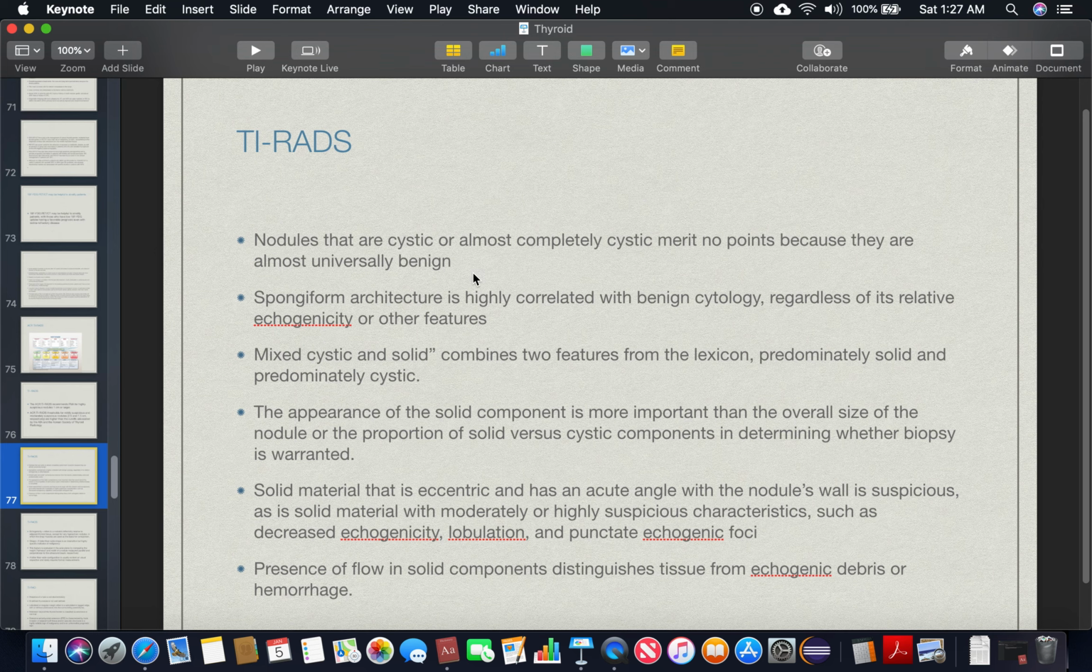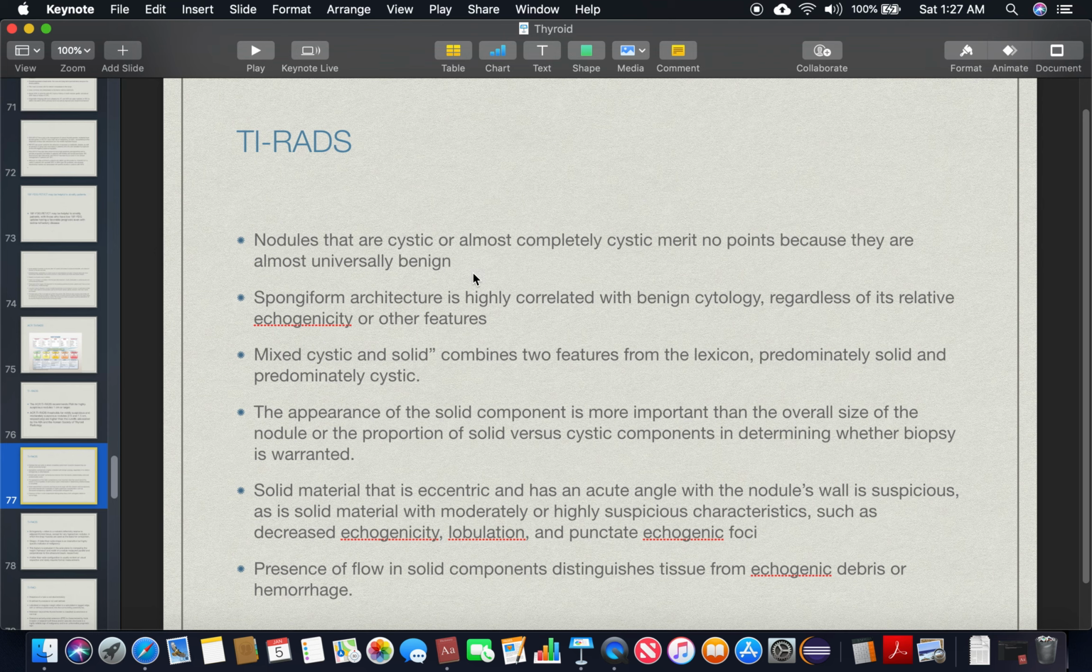Now, solid material that is eccentric and has an acute angle with the nodule is suspicious. And then, of course, we talk about other suspicious characteristics like decreased echogenicity, lobulation, and punctate echogenic foci. If there is flow in a solid component, that is definitely suspicious.